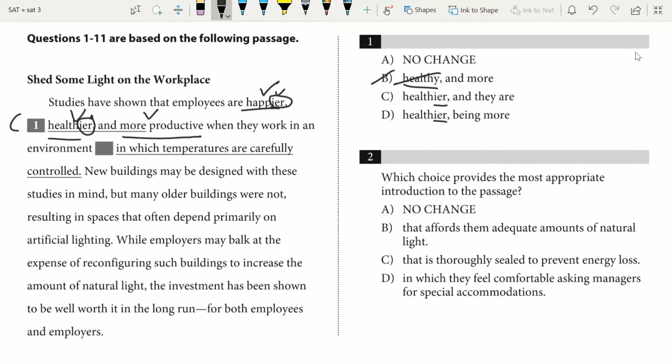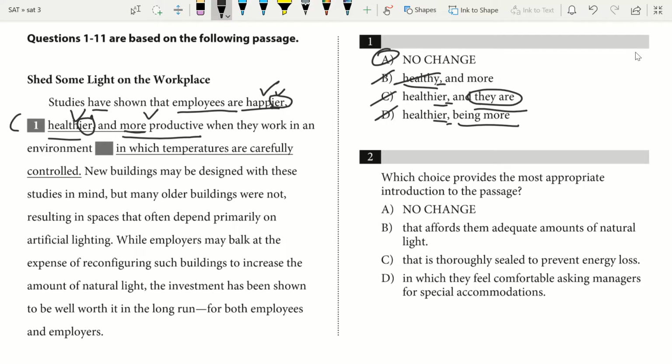Well, now the question is, is our punctuation correct? Do we have commas in all three? We do, so we can't eliminate anything based on that. Then we have "and they are being more" versus just "and more." Well, we're told employees are, so we don't need "and they are," because that would be repetitive and redundant, so we can get rid of C. And then we would have "studies have shown that employees are being more productive." Well, they're not being more productive, they are more productive, right? So we would have studies have shown that employees are more productive when they work in an environment, right? So we go ahead and get rid of D, we know our answer here is going to be A.